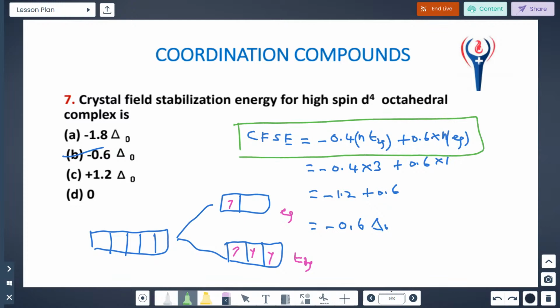Okay. Simple. So these are the 7 sums. I hope you understood everything. Thank you, students.